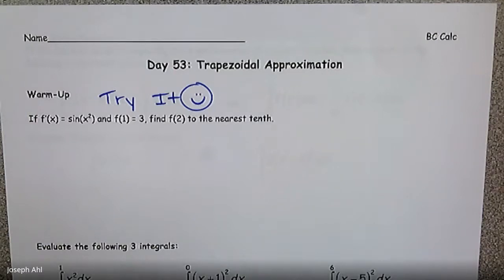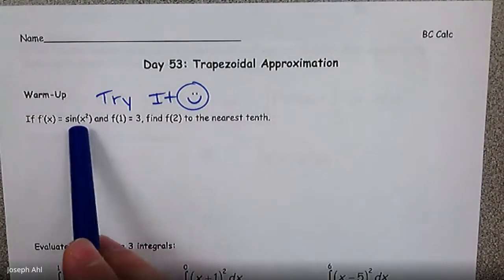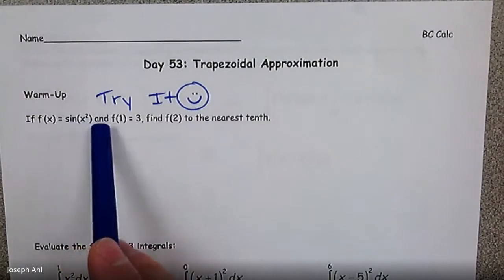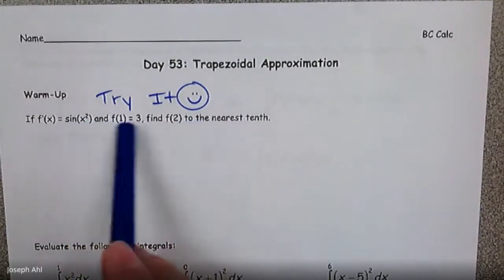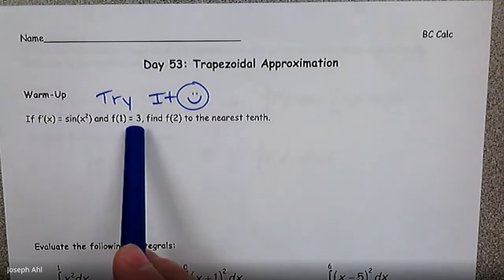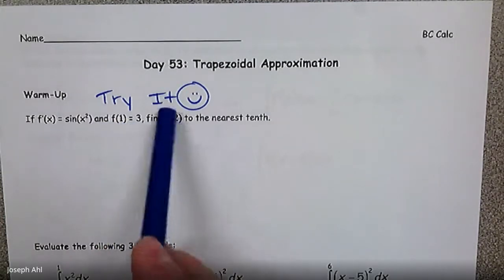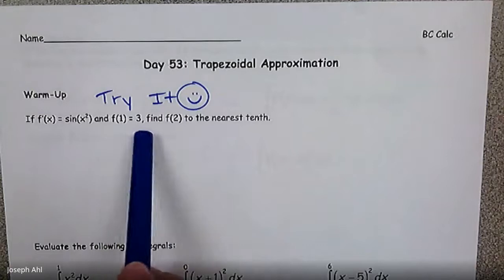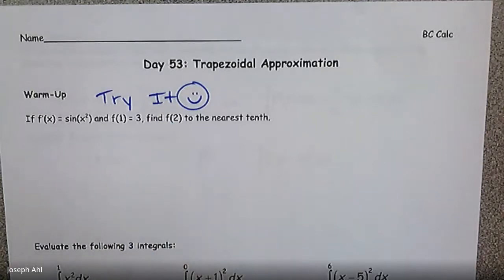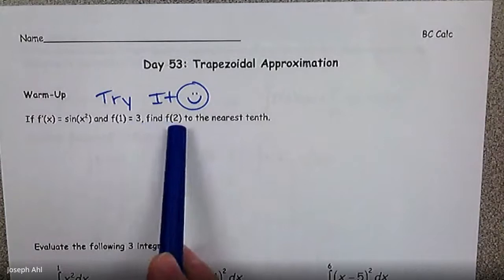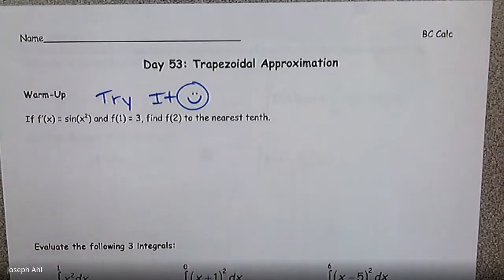Given f prime of x, so here's the derivative, is equal to sine of x squared, find f of 2 given that f of 1 equals 3. So I'm going to figure out the original function value at 2. Given that we know f of 1 is 3, think about how we evaluate antiderivatives, which is what we're getting at here because we want to find the original function value, and maybe how that would help you to set up that warm-up question. But that's as many hints as I want to give at this point.